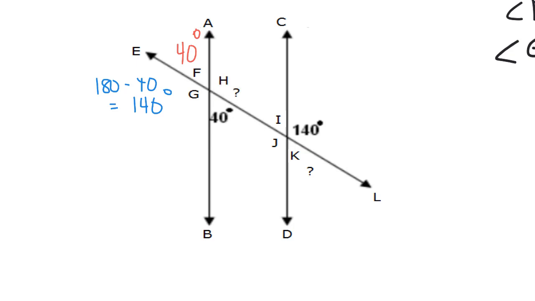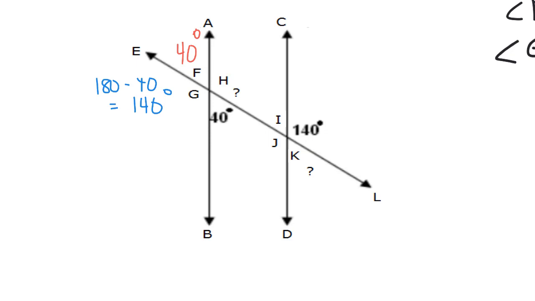Another way that we could figure this out is we know that angle F and angle H, they are supplementary to each other. They are beside each other on a completely straight line, which means that together they need to add up to 180 degrees. So if angle F is 40, well then I know 180 minus 40 also again has to be 140 degrees. So same exact angle measurement as angle G.